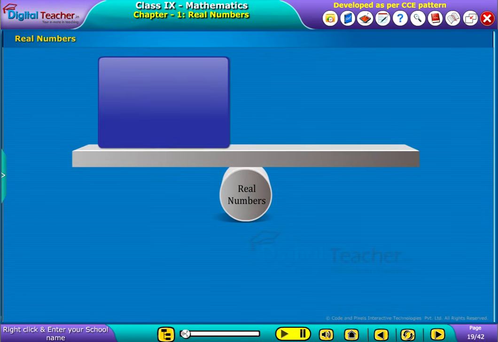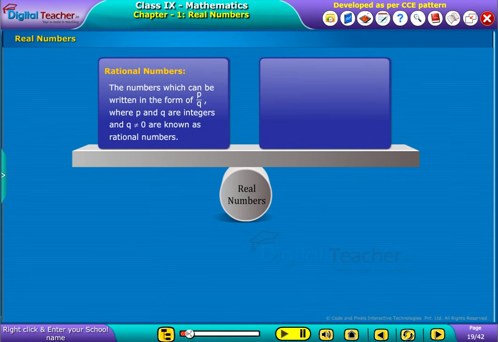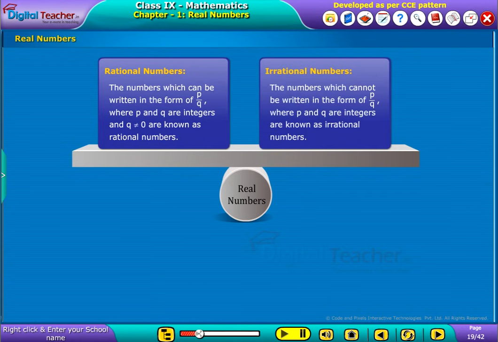Now, let us discuss real numbers. Rational numbers: the numbers which can be written in the form p by q, where p and q are integers and q not equal to 0, are known as rational numbers. Irrational numbers: the numbers which cannot be written in the form p by q, where p and q are integers, are known as irrational numbers. The combination of rational and irrational numbers is known as real numbers.